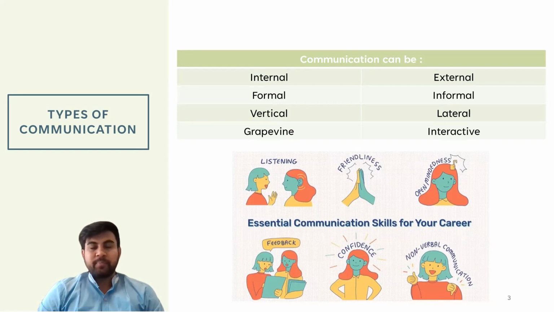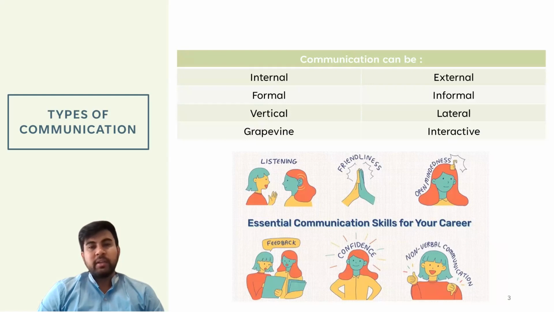Formal and informal communication. Formal communication is when we speak in a formal way, that is when we speak with teachers or principals or management, or when we speak in the work culture with our work colleagues. That is formal communication. Emails are an excellent form of formal communication that are followed in work organizations. Then informal communications are those that are not very formal, like when we talk with our friends, with our parents. So that is informal communication.